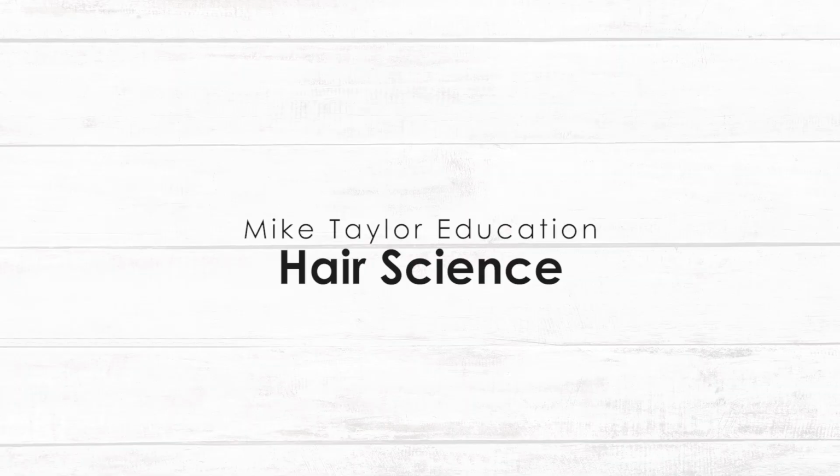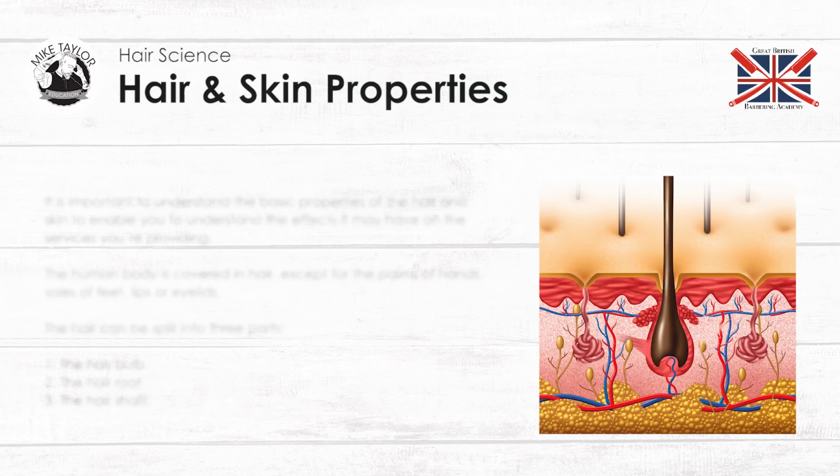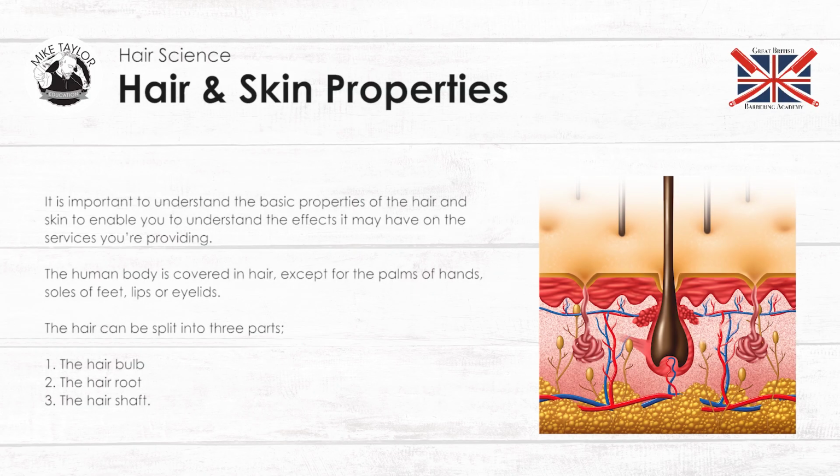Hair science. The human body is covered in hair, except for on the palms of hands, soles of feet, lips, and eyelids. The hair can be split into three parts: the hair bulb, the hair root, and the hair shaft.